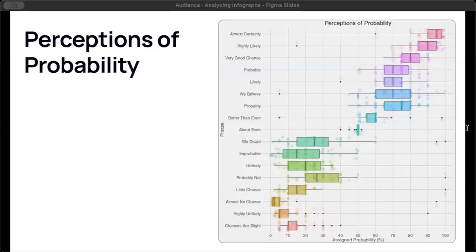Let's start with a graph of perceptions of probability first, which we consider a strong example of effective data visualization. This graph is titled Perceptions of Probability. The author here is trying to capture how people interpret probability phrases like almost certainly or unlikely and the numerical probabilities they assign to these phrases.